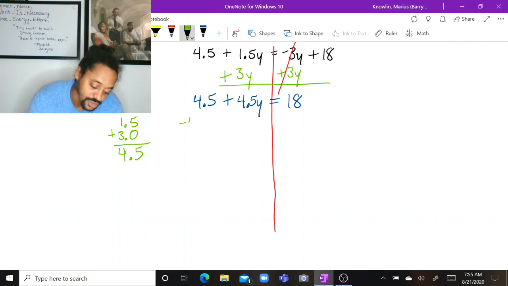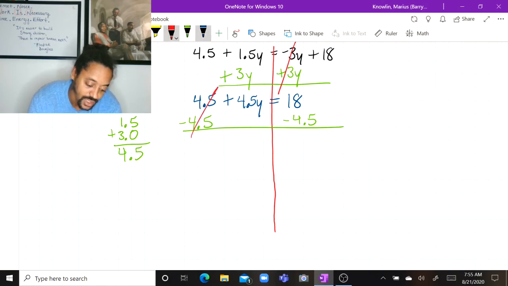Okay. Now that we've done that, we go ahead and get our other like terms together, our constants. So I'm going to subtract 4.5 from both sides, minus 4.5. All right. The 4.5s on the left cancel out. I bring down 4.5y equals. Now I'm subtracting. If you want, we can just do a quick little edit right here and put a 0 and go ahead and subtract.